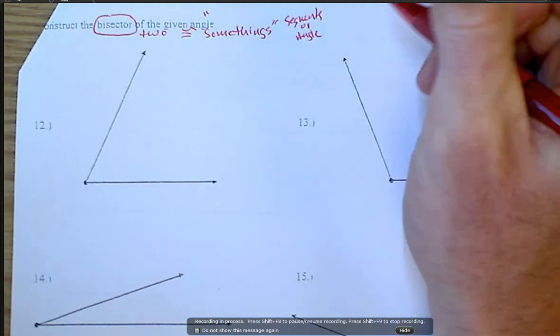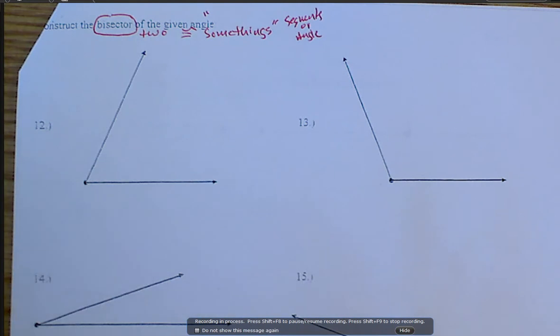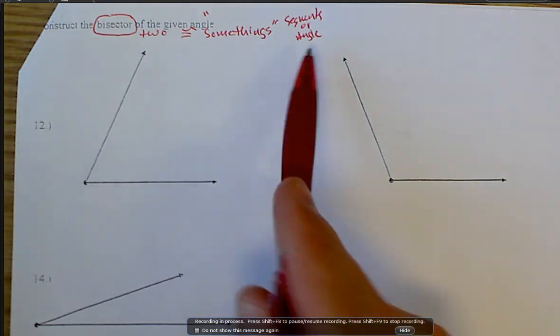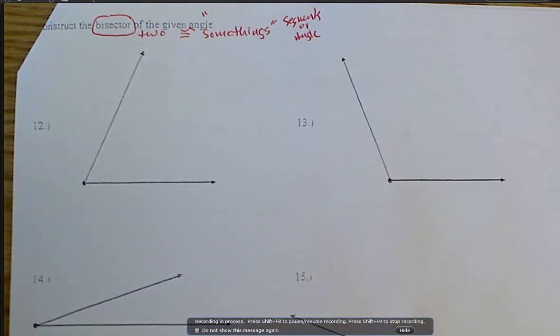So on the last example, we focused on 2 congruent segments. That was a perpendicular bisector. Right now we're going to focus on an angle bisector, so we get 2 congruent angles. Okay? This is a construction of an angle bisector. Here we go.